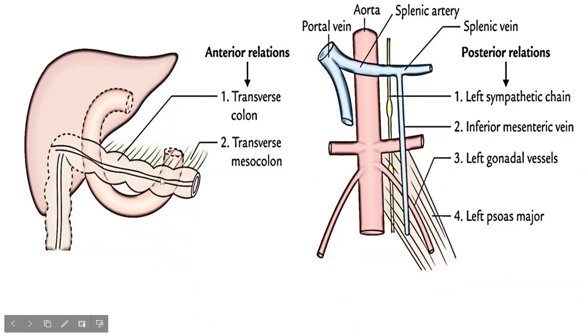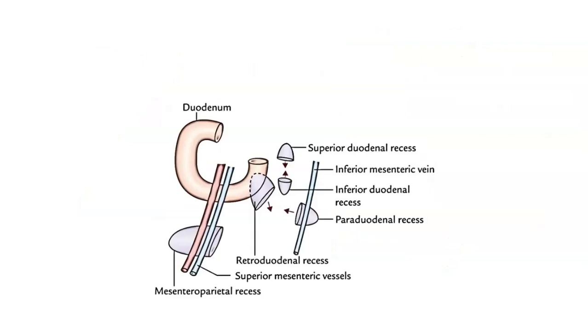You can see here, this is the fourth part of the duodenum. It has anteriorly the transverse colon and the mesocolon. Posteriorly it has the sympathetic chain, the inferior mesenteric vein, the left gonadal vein, and the left psoas major muscle.